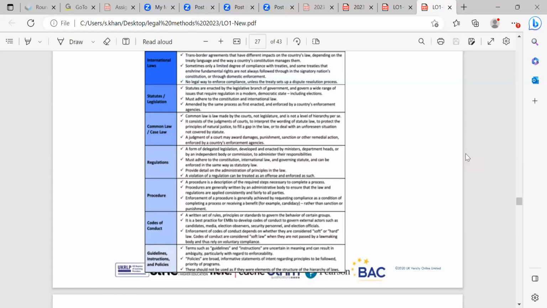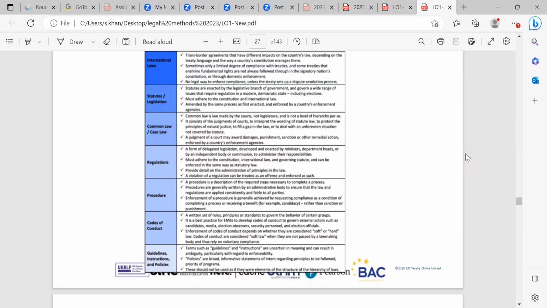Regulations is the next one, which is a form of delegated legislation developed and enacted by ministers, department heads, or by an independent body or commission to administer their responsibilities. They must adhere to the Constitution, international law, and the governing statute, and can be enforced in the same way as statutory law. They provide detail of administration of the principles in the law, and a violation of regulation can be treated as an offence and enforced as such.